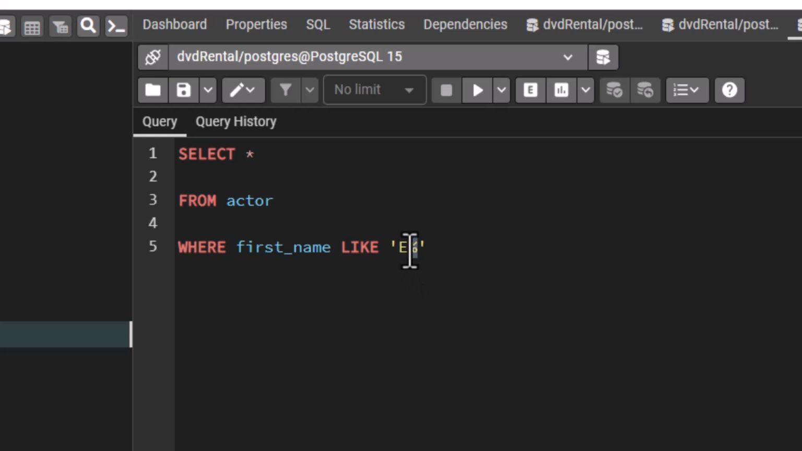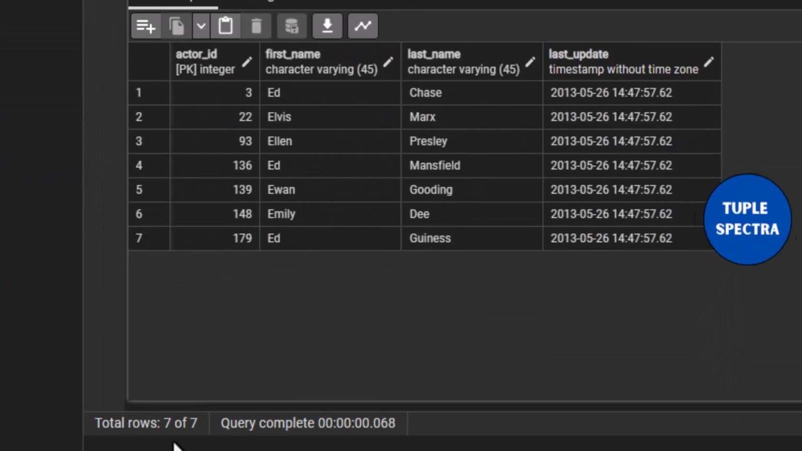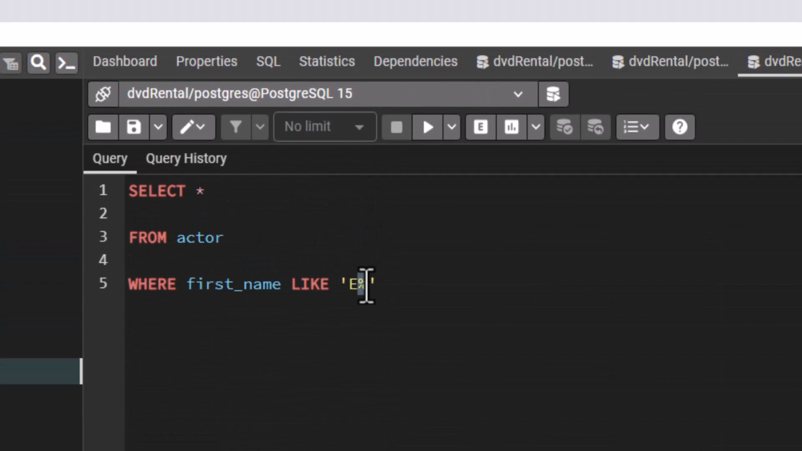I said that the percent sign means you have one or more characters after this E. Okay, what about if I only want one character? If I want to match a pattern of only one character after E, what do I do? Remember that this has 7 rows, but let's say I want to return only head, which is one character after E. This is head, 1 row, another row, another row. So that means I should be having 3 rows. Okay, how do you do that?